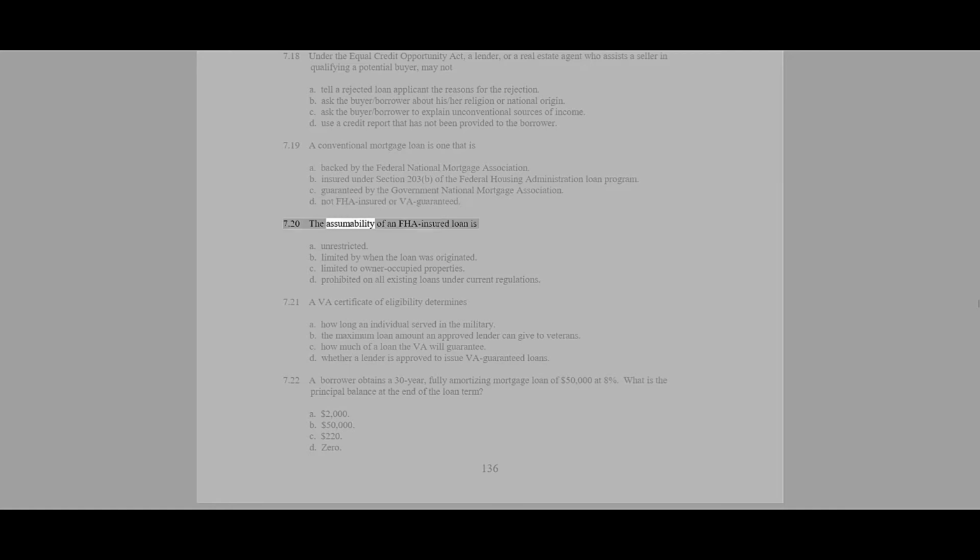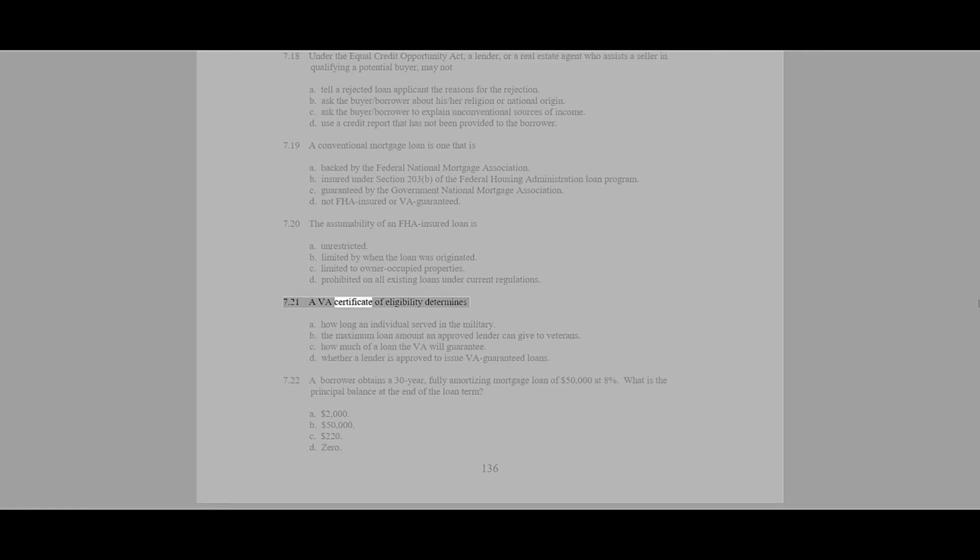7.20 The assumability of an FHA insured loan is A. Unrestricted. B. Limited by when the loan was originated. C. Limited to owner-occupied properties. D. Prohibited on all existing loans under current regulations.